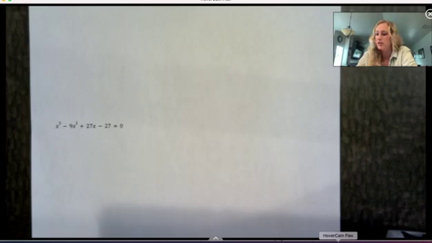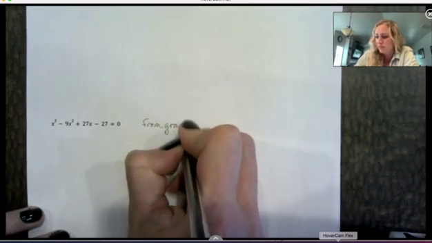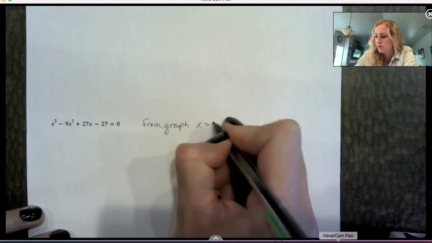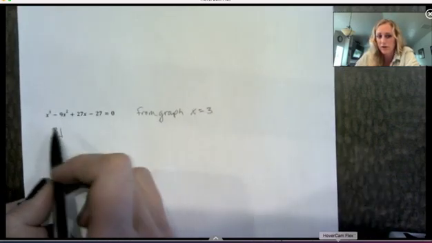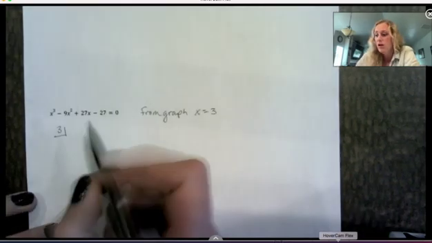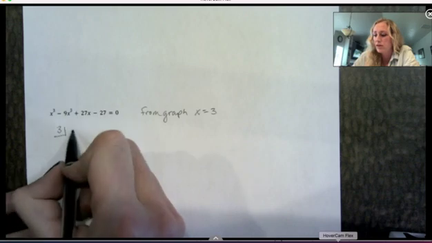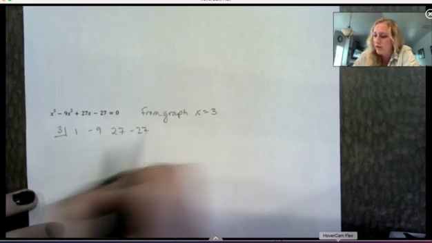So what we're going to do is we're going to say from the graph, x equals 3, and we're going to synthetically divide it out. So then I can get a quadratic and solve using the quadratic formula, or something similar. Okay, so I'm going to do 1, negative 9, 27, negative 27.